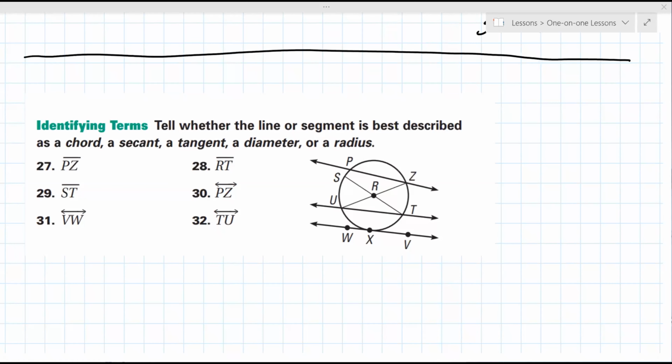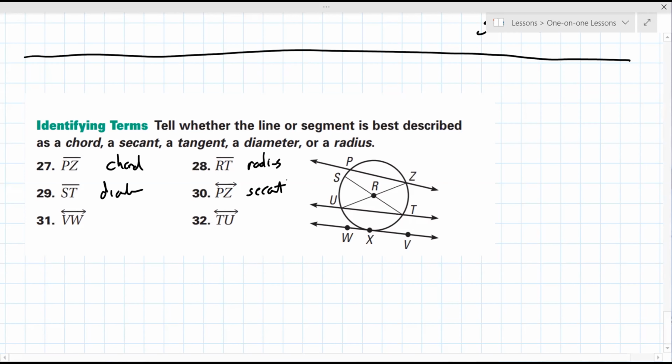Okay, how are you doing on this? I'm almost done. Okay, tell me what you got whenever you're ready for 27. I got 27's a chord. Agreed? How about 28? A radius. Okay, agreed. 29 is diameter. Okay, 30 is a secant. Agreed. 31's a secant.